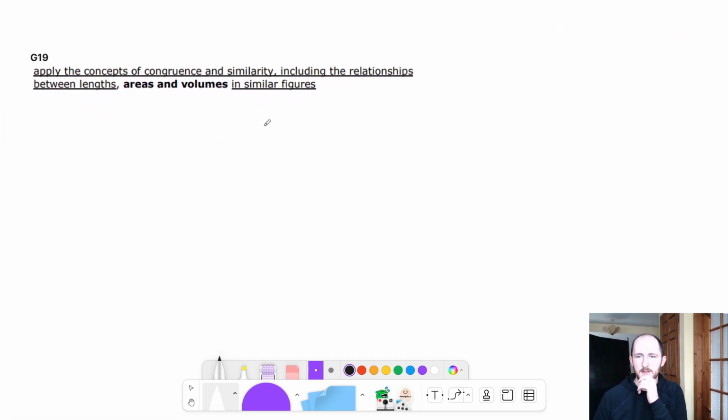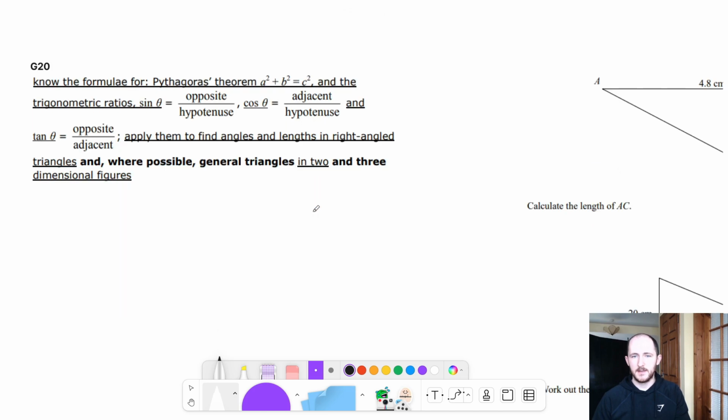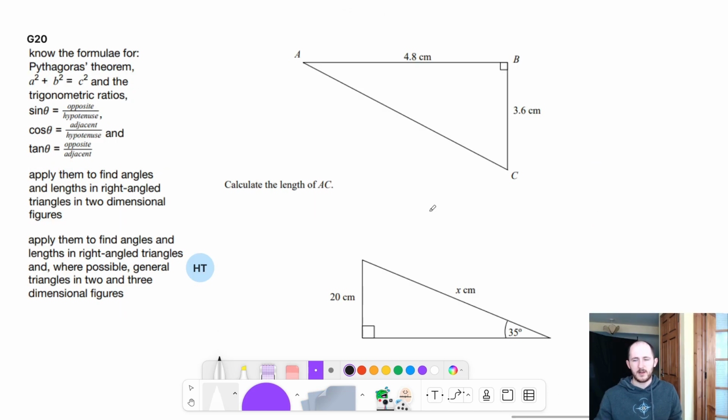You should also apply concepts of congruence and similarity to find areas and volumes, which is exactly what we did earlier when we did scale factors. That should all be fine, but again we may have some extra ones. So know the formulae for Pythagoras' theorem and all the trig stuff and use them to find angles and lengths. And here it says apply them to find angles and lengths in right angle triangles where possible, general triangles in 2 and 3 dimensional.